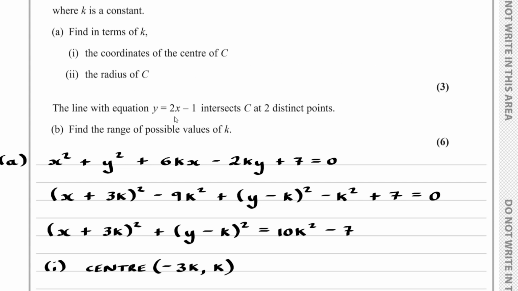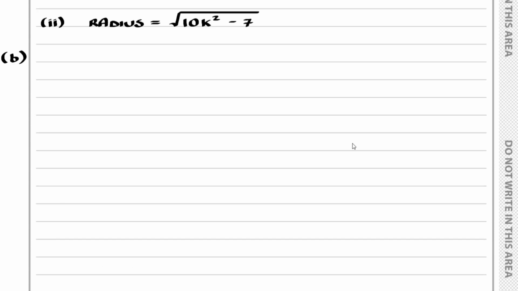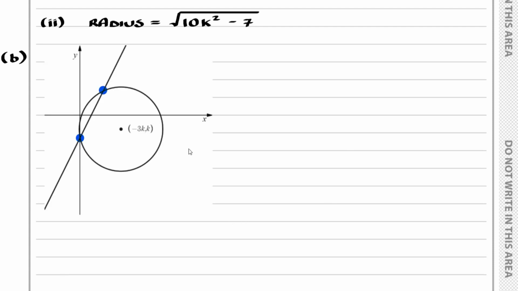The line with equation y equals 2x subtract 1 intersects C at two distinct points. We have to find the range of possible values of k. So what we have is this line y equals 2x subtract 1, and it intersects C at two distinct points. So here is a diagram of the circle C with this straight line y equals 2x subtract 1, and it intersects C at two distinct points.